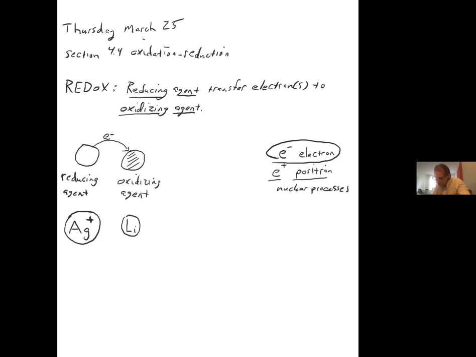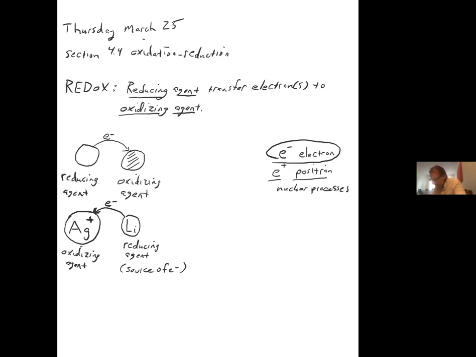The lithium atom would transfer an electron to the silver ion. So an electron would move from the lithium to the silver ion, right? And so this would be the reducing agent. You can think of the reducing agent as the source of the electrons. It's where the electron is coming from. And then this would be the oxidizing agent. This is where the electrons go.